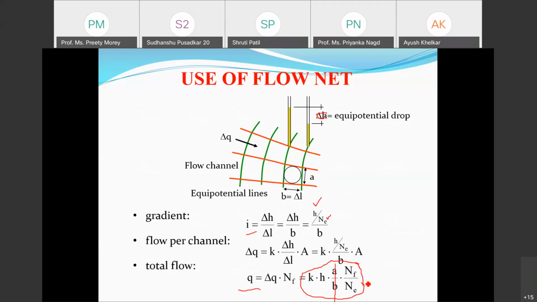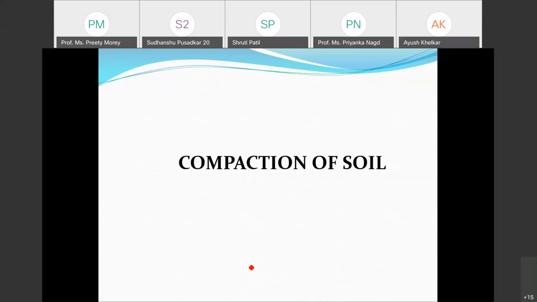So the number of flow channels, the number of equipotential lines, the hydraulic head which causes the flow, and the permeability: if you know these, you will get the discharge Q. For a compacted embankment, I can find out this K in the laboratory. I know the head, I know the number of flow channels and equipotential lines, so I can calculate how much water will flow through the body of the dam, or foundation of the dam, or through the base of the sheet piles and so on. So this is very useful.